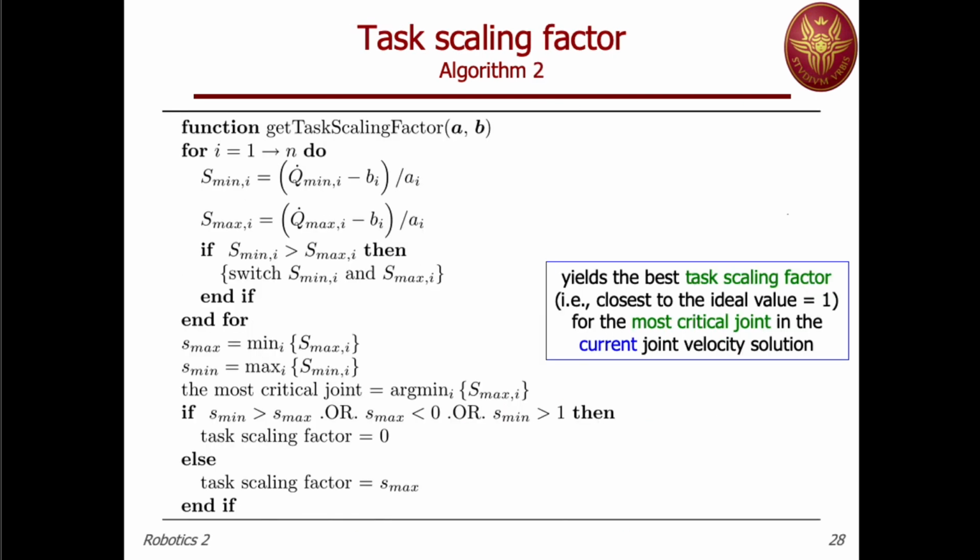The second algorithm, very fast, is you have to build up things in such a way that you find out which is the joint with the most relative violation, and compute accordingly the task scaling factor, which is the closest possible to the value 1. So the one that will bring back the joint velocities to their feasible range.